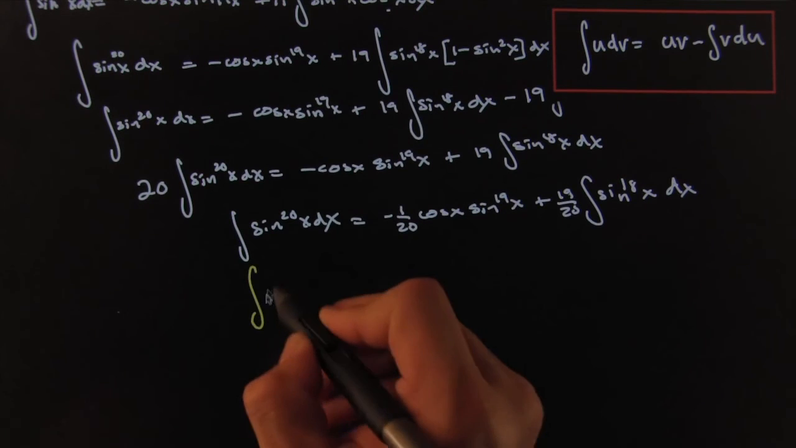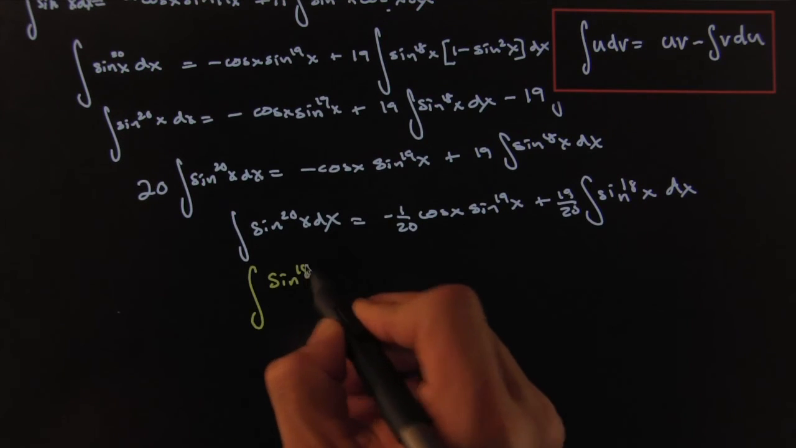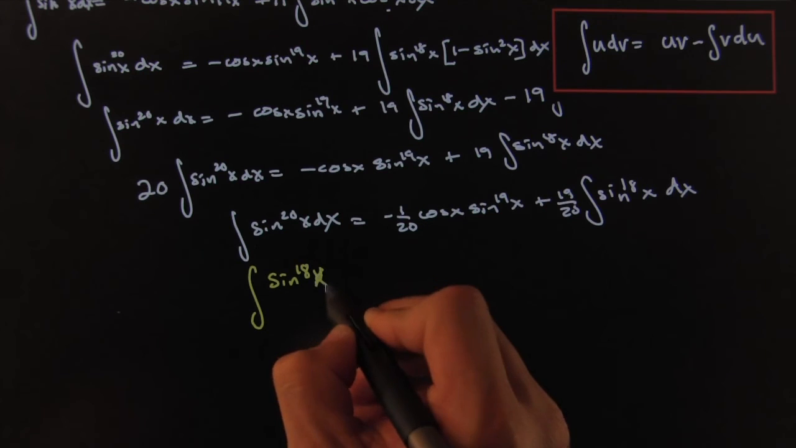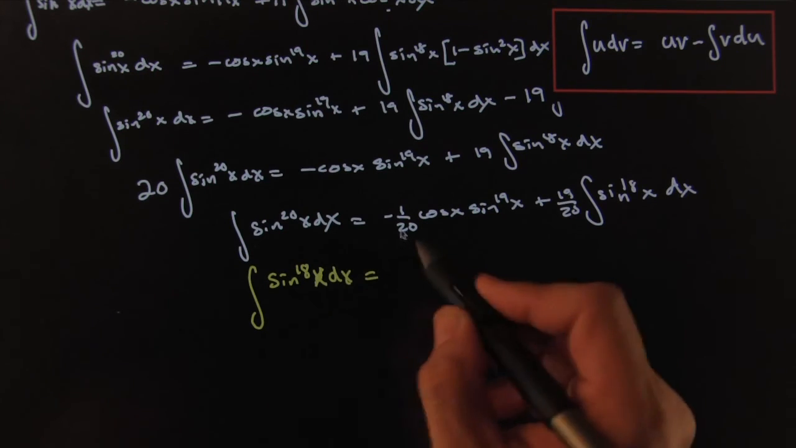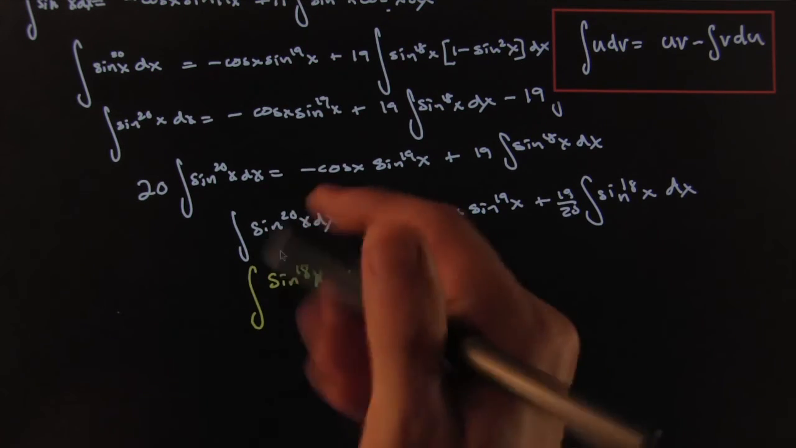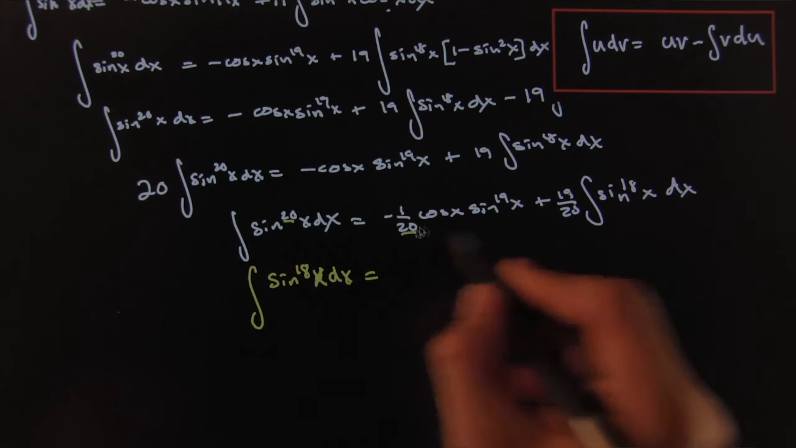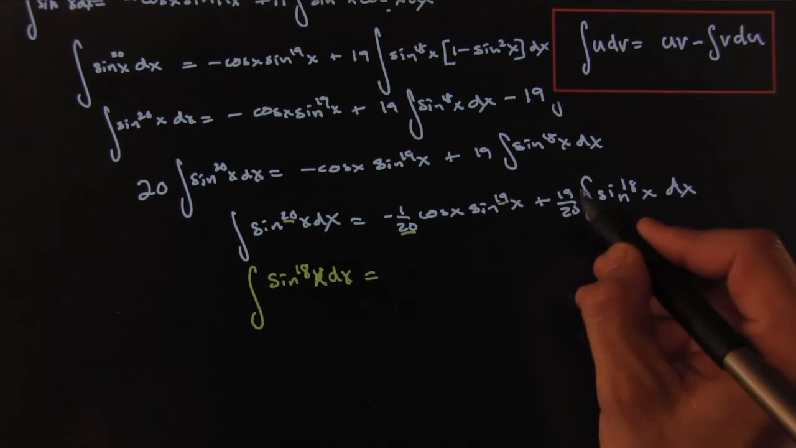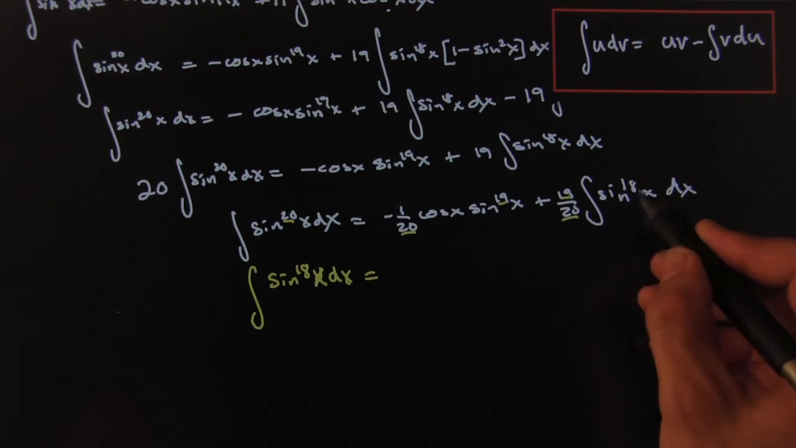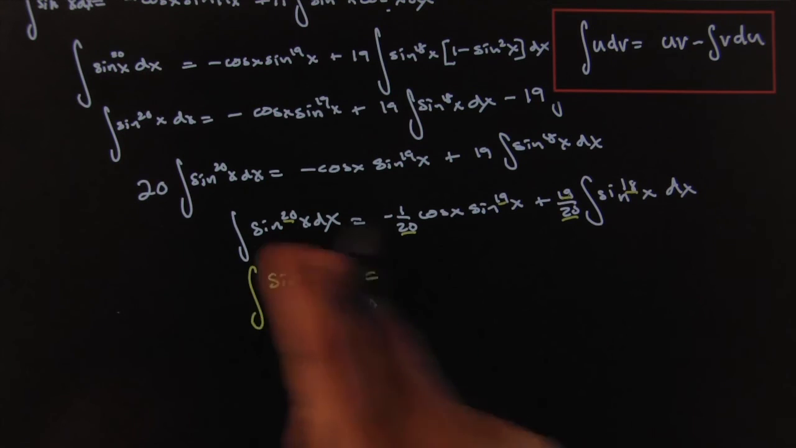What do you think it would be if it was sine to the 18th of x dx? What do you think the pattern would be? Look what it was for 20. You see the 20 there. You see the 20 minus 1 there. You see the 20 there. You see the 18th there. You've got to repeat the same pattern.